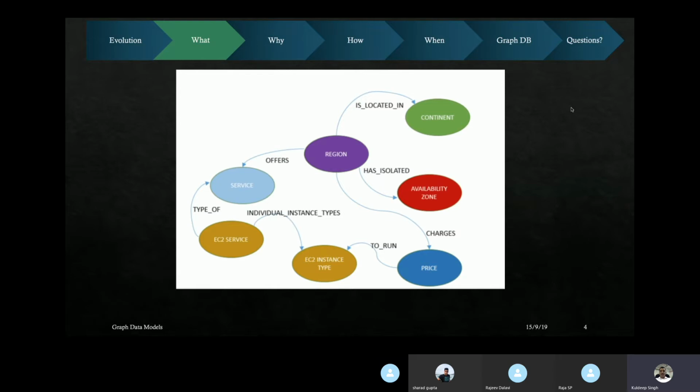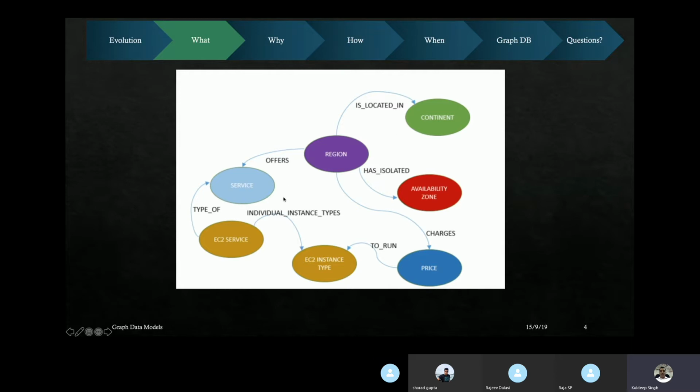Okay, so moving on, what is actually a graph data model? This is just a simple example of Amazon Web Services. You can see here there is a region which is located in a continent, has an isolated availability zone, offers services, and charges applied on that. This is a very simple model for an AWS EC2 service.